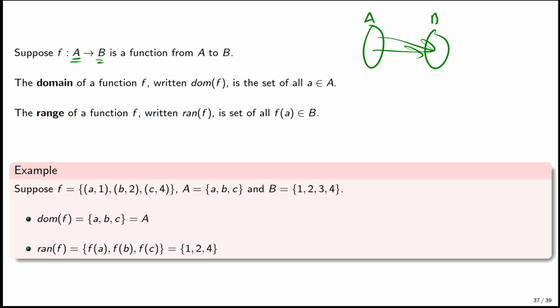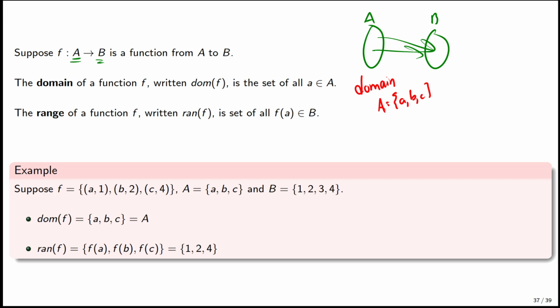The domain of a function. The domain is just everything in A. So those are all the elements in A. A itself is the domain. So in the previous example, we had A, B, C as the domain, so the domain of f is just A, B, C.